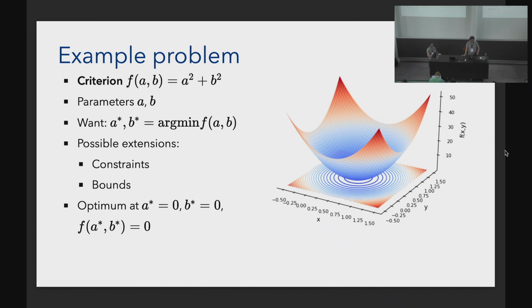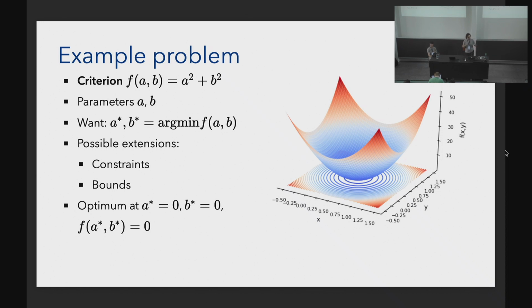And here we have a very, very simple criterion function, which is just a function of two parameters, a and b. And the criterion value is actually the sum of the squares of the parameters. So this has all kinds of nice properties. It's convex, it's additively separable, and very easy to optimize, but a good way to show you the mechanics of how to use scipy.optimize. The parameters we want to optimize over are a and b in this case.